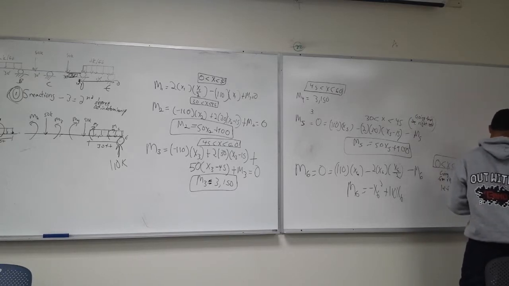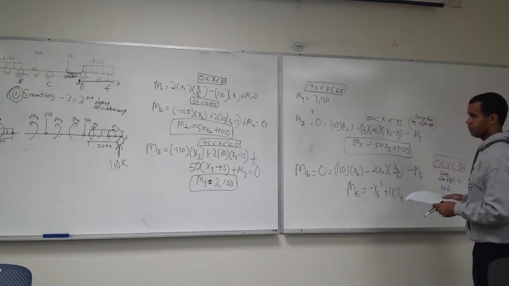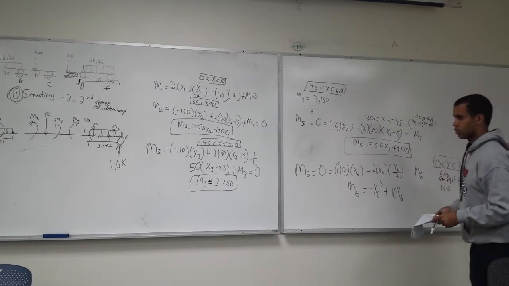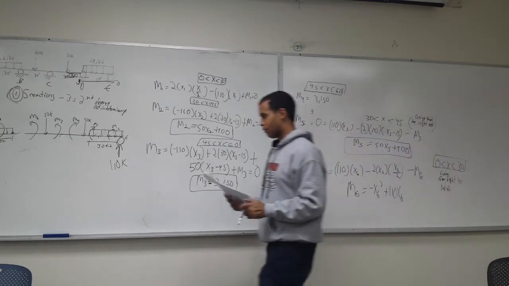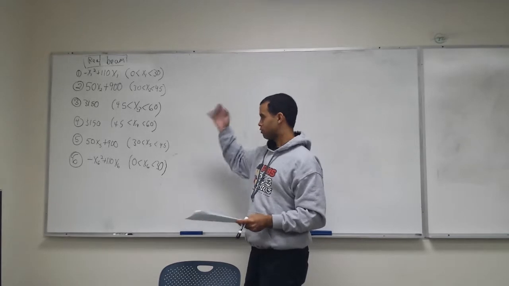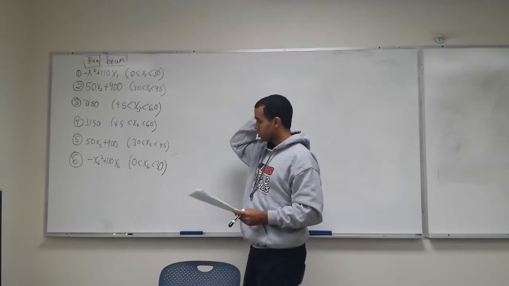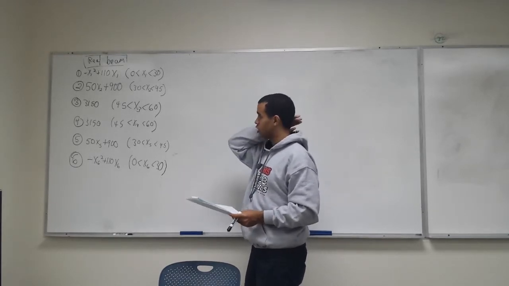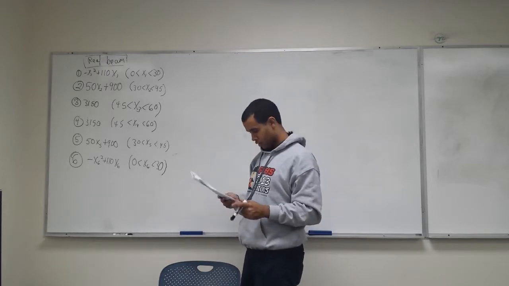Okay, Carlos, now you have your 6 equations. Write them on one board and you can erase the rest. All right, now we have our 6 equations. I'm going to pause here. So these are the simplified versions of our 6 moment cuts in the real beam.